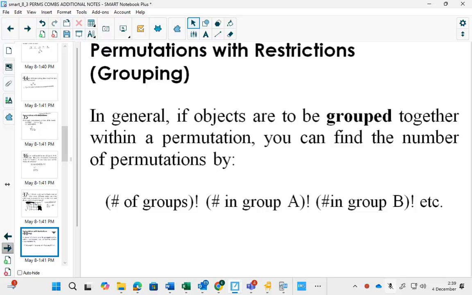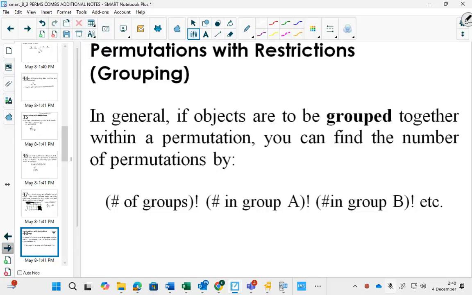So the strategy of this, when they're grouped together, is we count how many groups we have, and first we decide how we're going to arrange that. Then we look inside of each group and arrange those ones. And it's kind of like spaces, because each of these is a decision. First you decide how you're going to arrange your groups. Then you go to your first group and decide how you're going to arrange them.